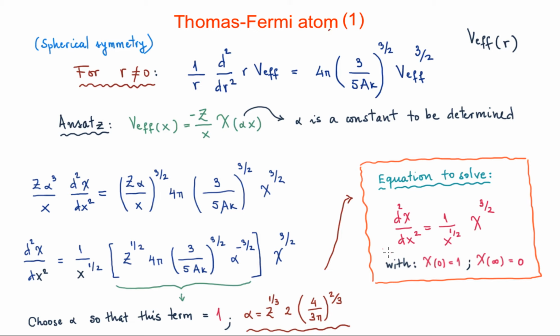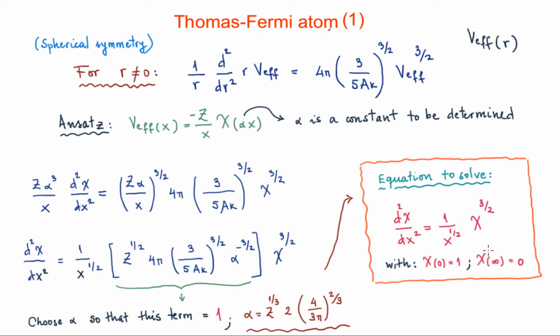So this is the equation that we need to solve, and with that equation we have to take into account the boundary conditions associated to that chi function, which is that at r equal to 0, the chi function is equal to 1, so that at x equal to 0, if this is equal to 1, then we are recovering that the effective potential is equal to minus Z over x. And then at x going to infinity, the chi function is going to 0.